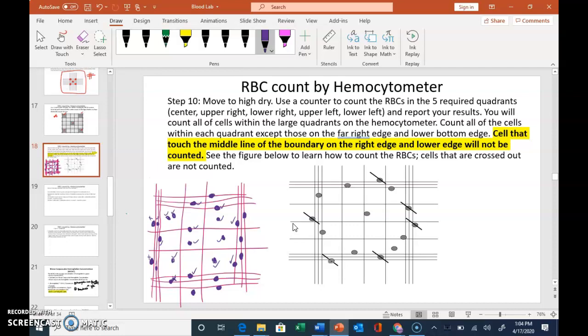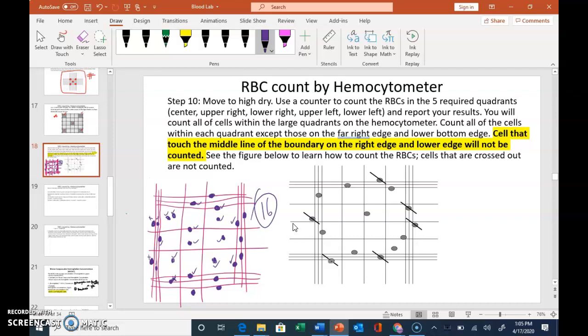Let's count. 1, 2, 3, 4, 5. No, 1, 2, 3, 4, 5, 6, 7, 8, 9, 10, 11, 12, 13, 14, 15, 16. The right answer is 16.